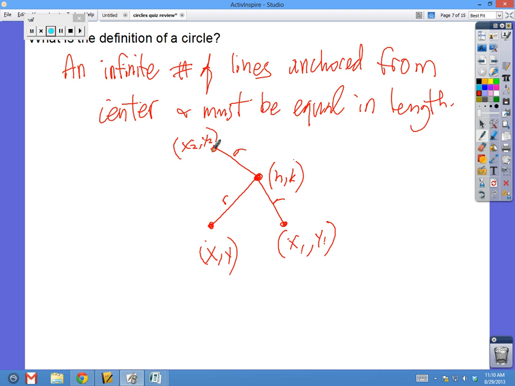So how many of these x's and y's do you have? You have an infinite amount. You've got a line here. This is the same length r, but this is x3, y3. So these little subscripts mean it's a different x and y than your x1, y1. They're totally different. They're two different numbers, two different values.